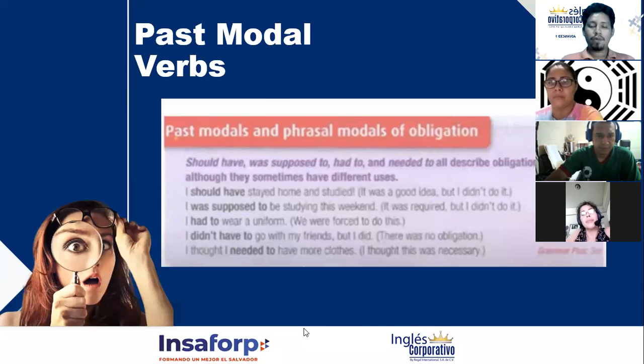Well, in this case, we have just some past modal verbs and some phrasal modals of obligation that can be helpful when we have a conversation. And that's what we are going to do right now. You're going to be working in teams. Before going there and creating breakout rooms, I would like to know if you have any question about these modal verbs. Do you know any of them before?